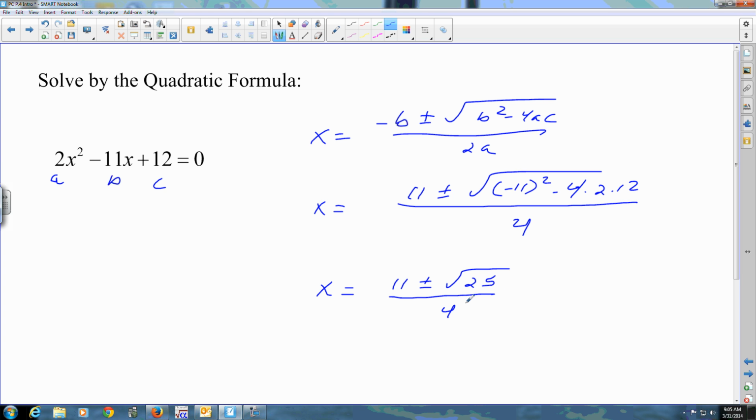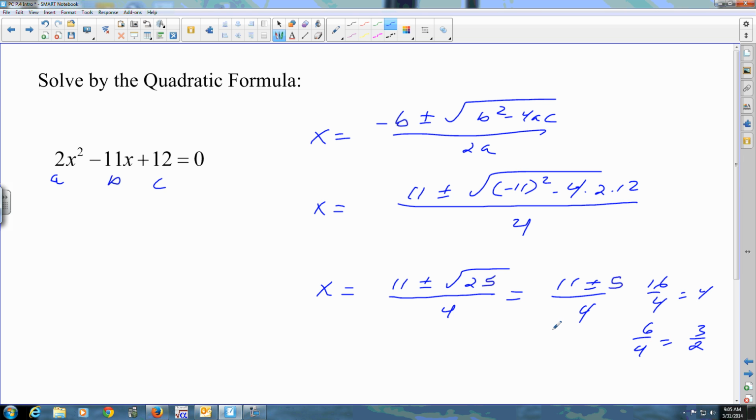Keep myself honest, let me check it. So a negative 11 in parentheses squared minus 4 times 2 times 12. Sure indeed it is. So then that's going to simplify to 11 plus or minus, whoops, the square root's gone because the square root of 25 is 5. Apologize for that mistake. And then it's just like what we did on the other side. 11 plus 5 is 16. 16 over 4 is 4. 11 minus 5 is 6 over 4, which is 3 halves.